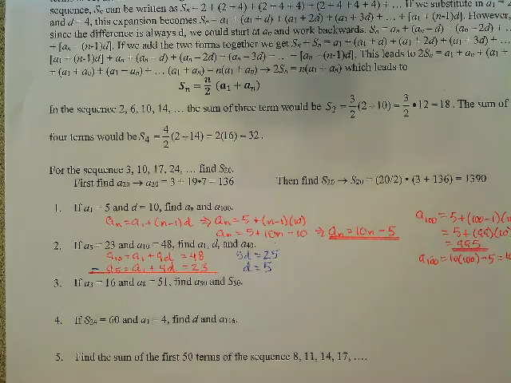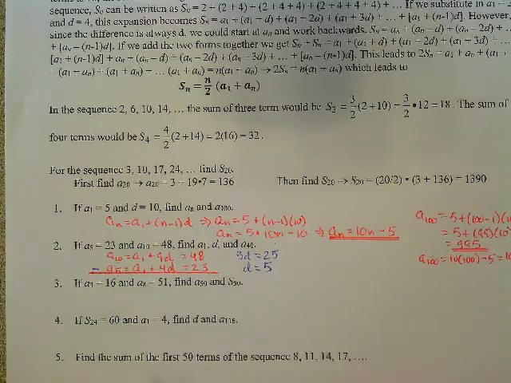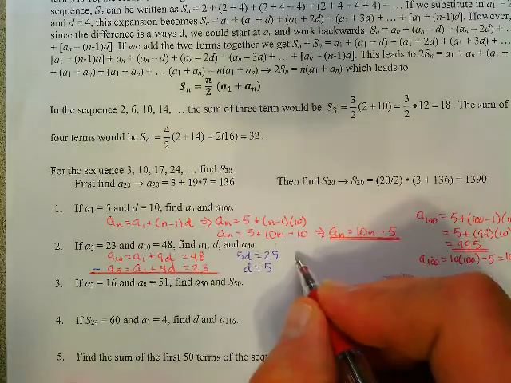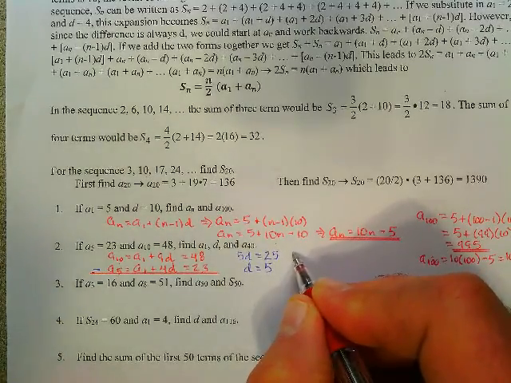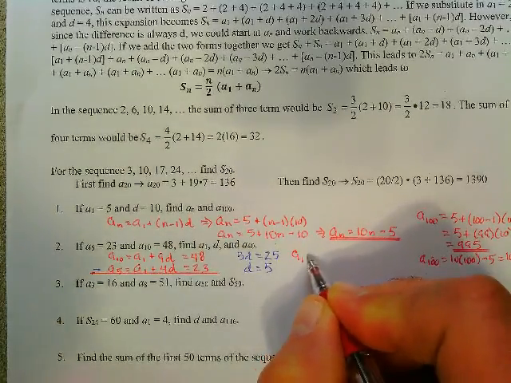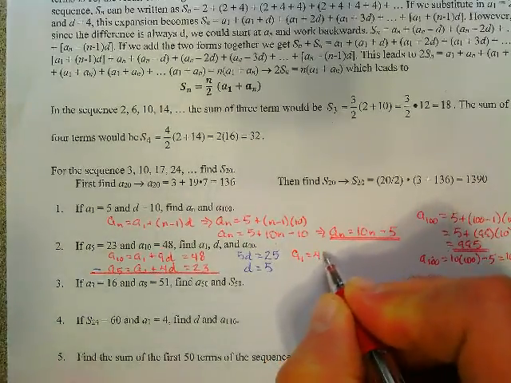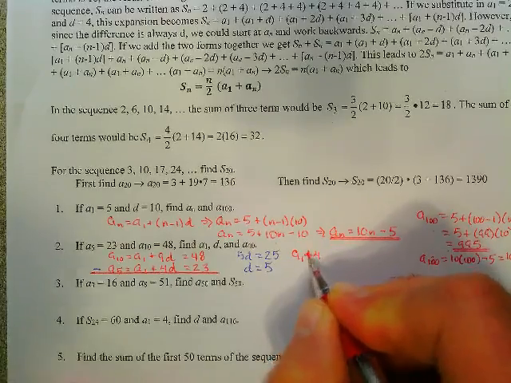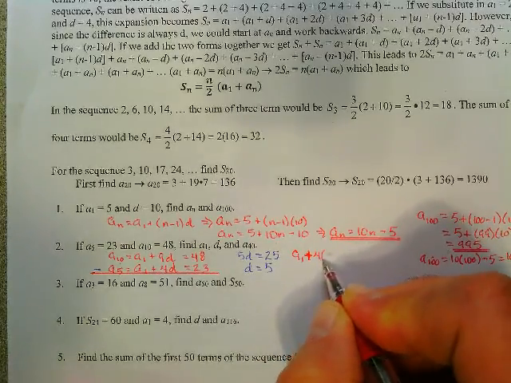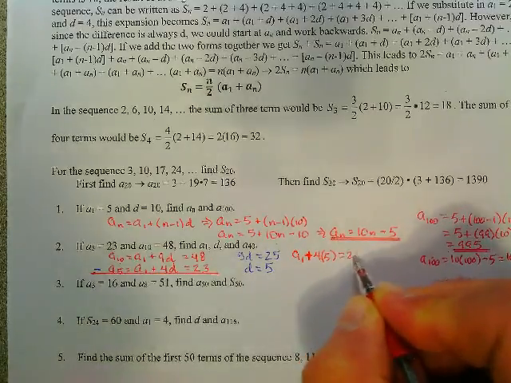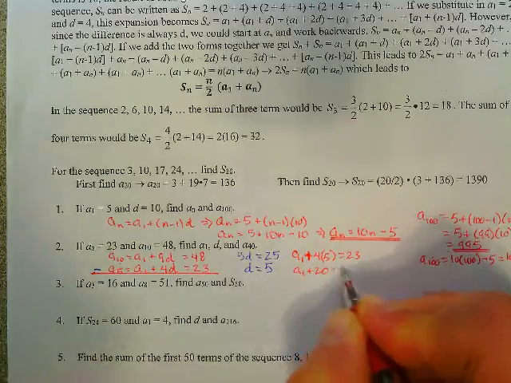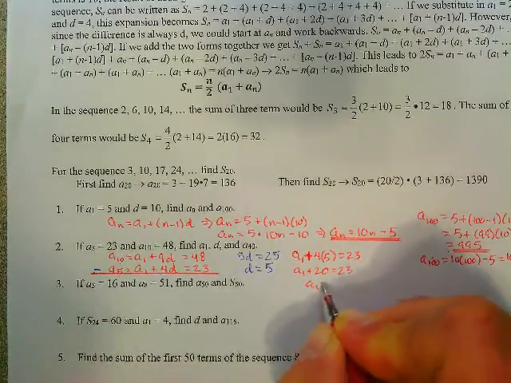Now that I have the D, I can go back into either one of these to find the A1. I usually take the smaller one, because smaller numbers make it easier. So A5, A1 plus 4D, use the formula: A1 plus 4 times 5 has to equal 23. So A1 plus 20 equals 23, so A1 has to be 3.